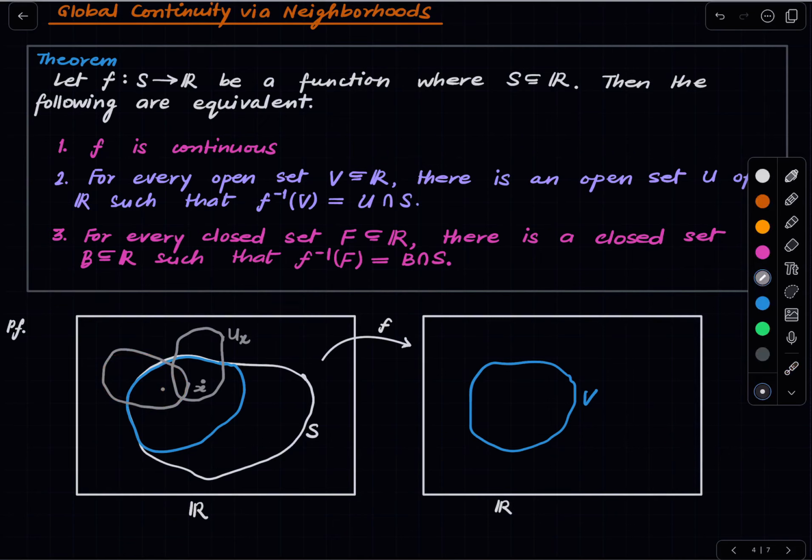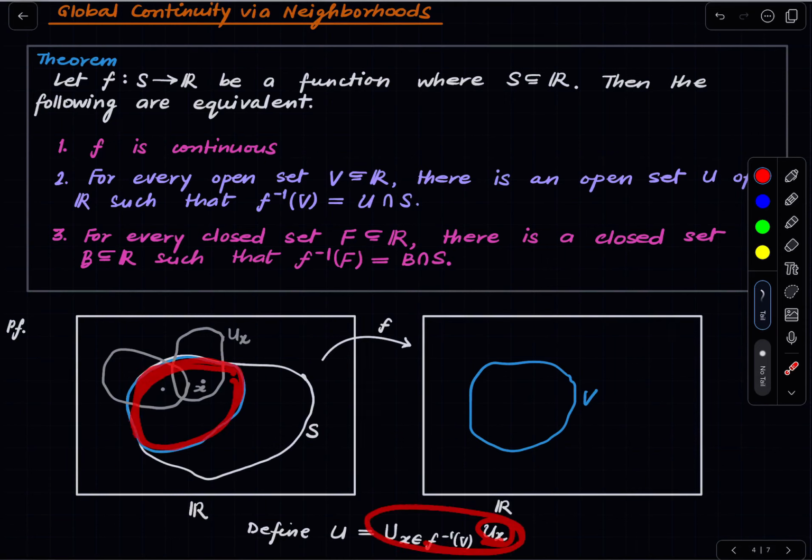So all we need to do now is define capital U as the union of all the Ux's, right? So these Ux's together cover the entire pre-image. And if you intersect this thing with S, you get the pre-image. That should be clear from this picture. So that's it. That is the proof. I mean, that's the main idea of the proof.